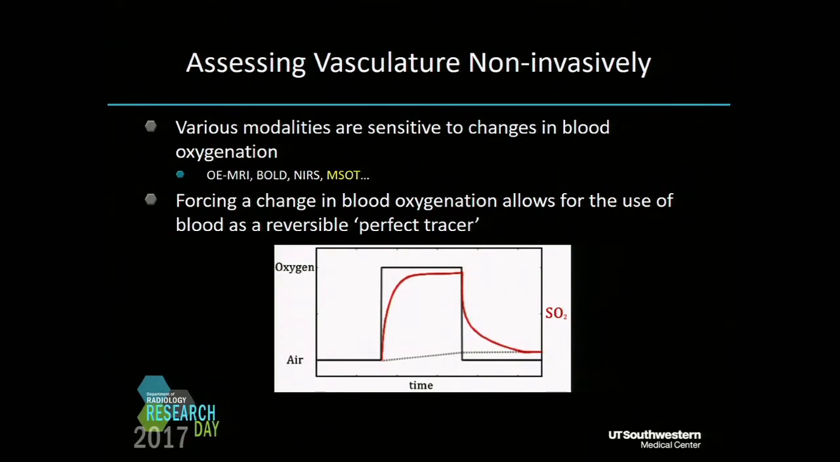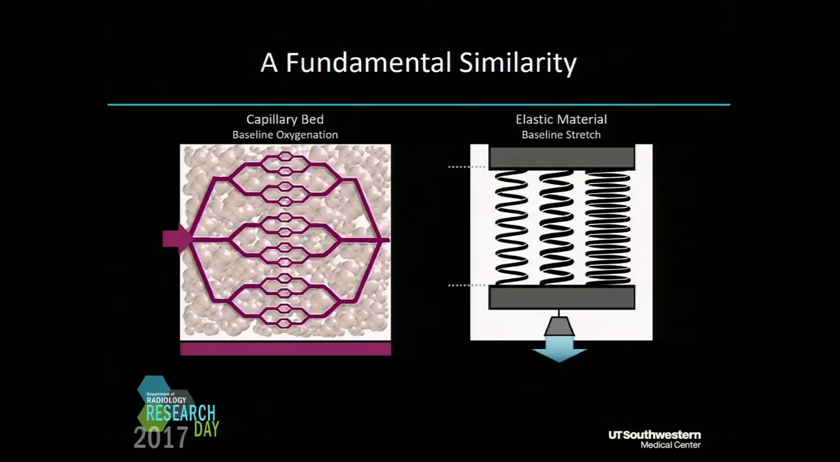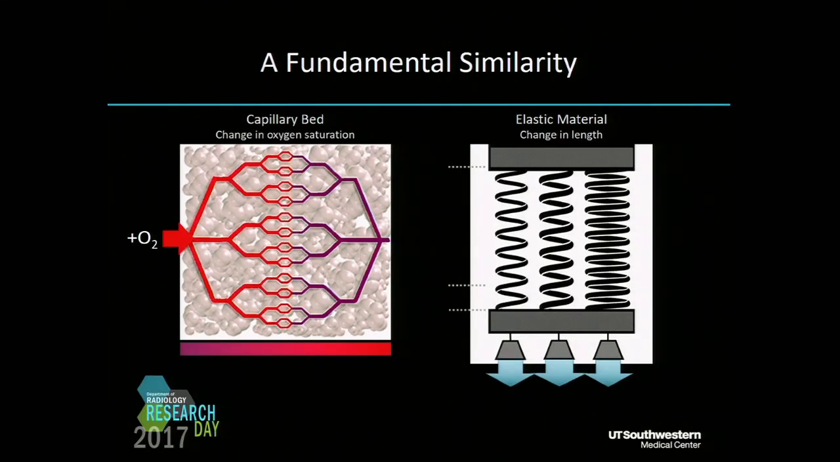This resembles a materials test known as a creep test, and that similarity goes all the way down to the basic math of it. So if we have a capillary bed that's at some baseline oxygenation and an elastic material that's at some baseline stretch due to its inherent weight, if we add weights to our elastic material, if we add oxygen to our capillary bed, we will see a change in length of our elastic material, and we'll similarly see a change in concentration in our vascular bed.